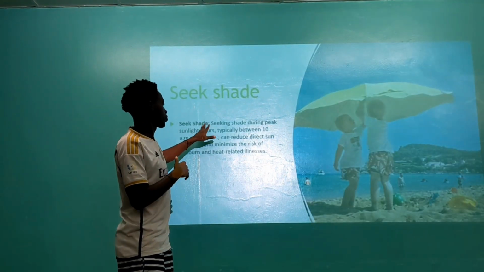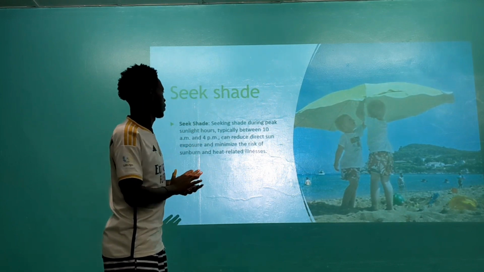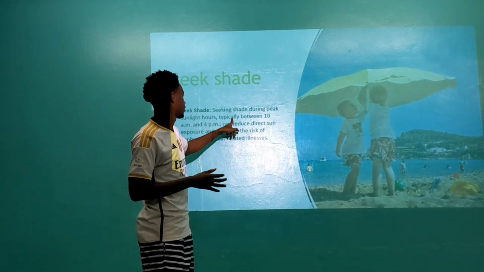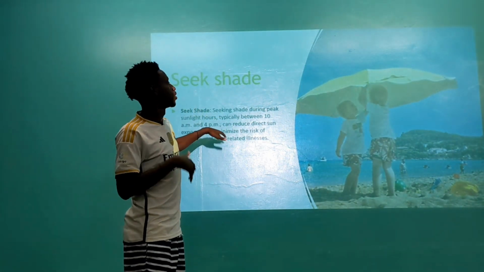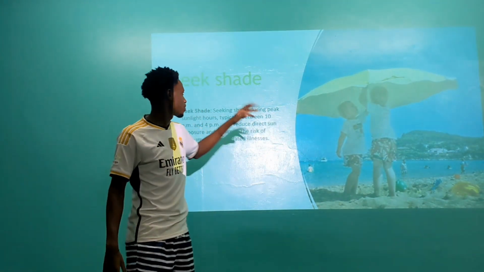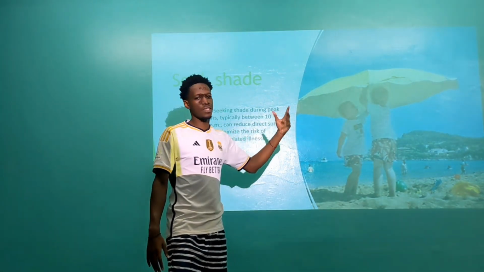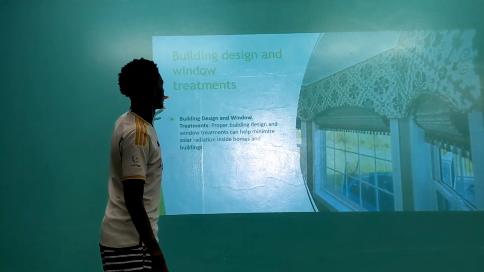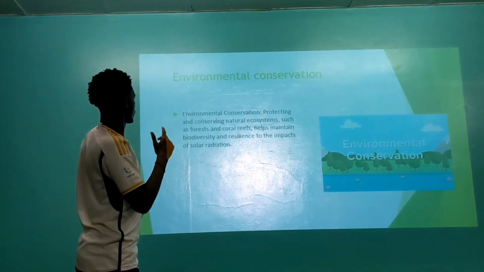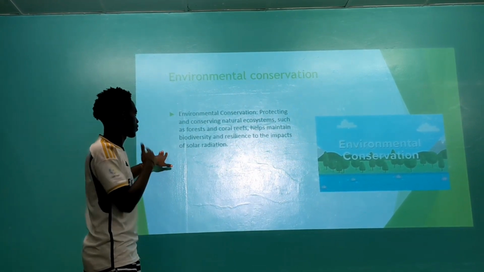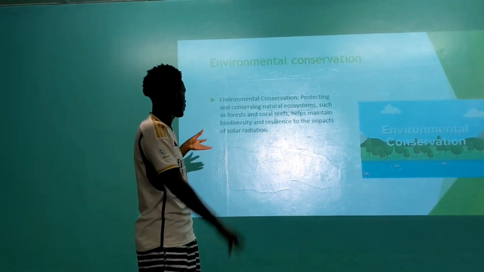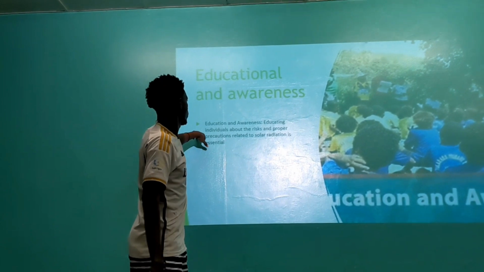Next slide. Also, there is what we call seeking shade. Typically between 10 a.m. and 4 p.m., in order to avoid those rays from the sun, individuals should seek shade, either under an umbrella or under a house, in order to avoid radiation. Building design and window treatments. Next slide. Environmental conservation is also one of the ways to overcome the negative impact of solar radiation. Next slide. Also, education and awareness. I think this is also understandable.